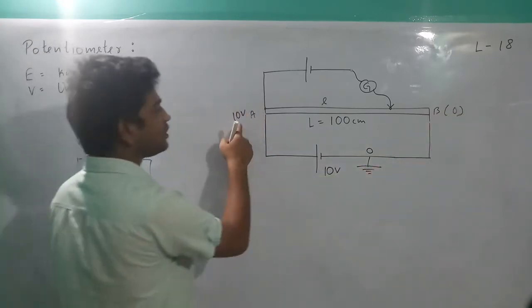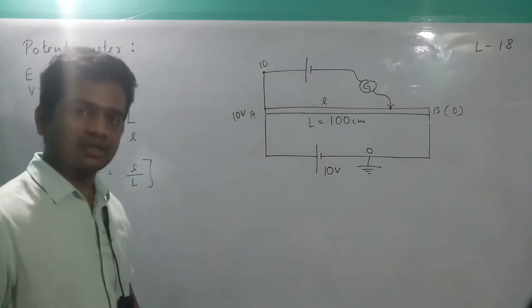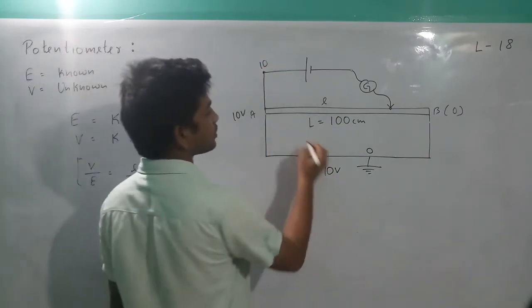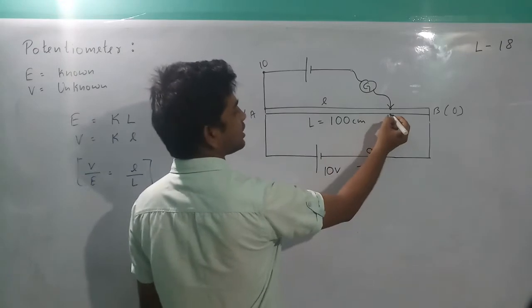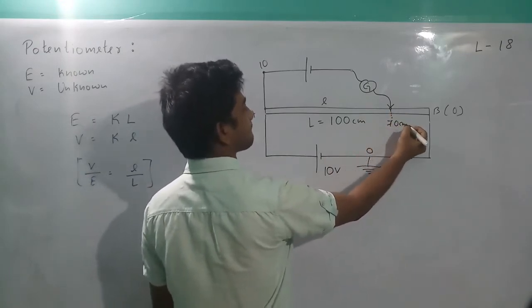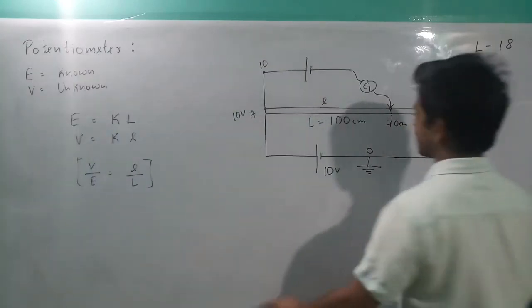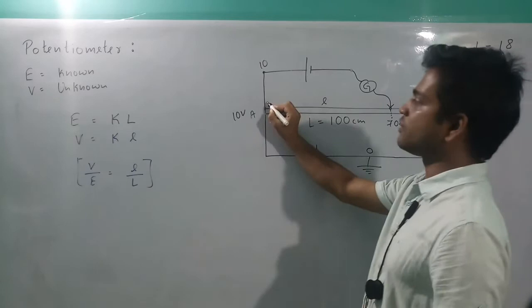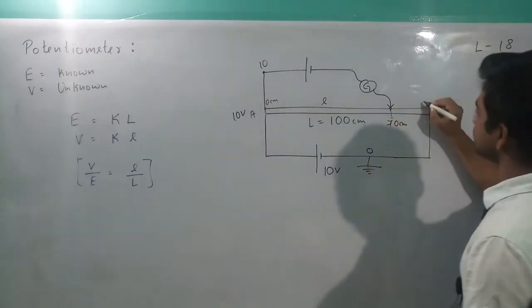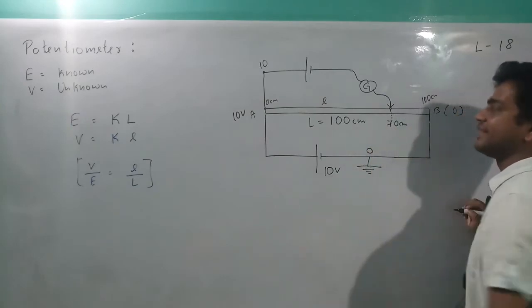All right. If this is 10 volt, this will be how much? 10 again. This will be how much? 10 again. Now suppose it is showing null deflection at 70 centimeters. That is, this was the 0 centimeter mark here, and this is the 100 centimeter mark here. So it is showing null deflection at 70 centimeters.